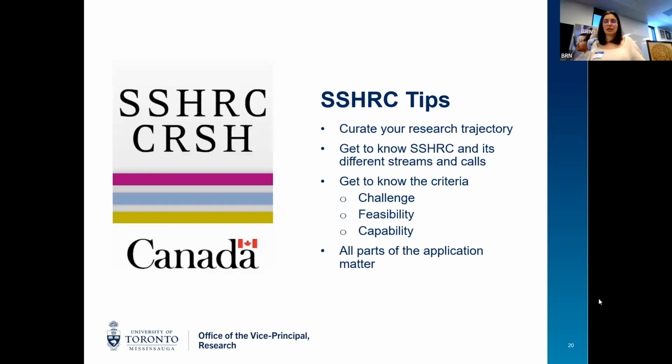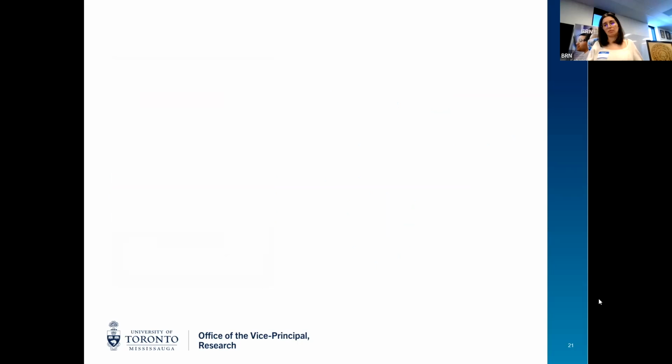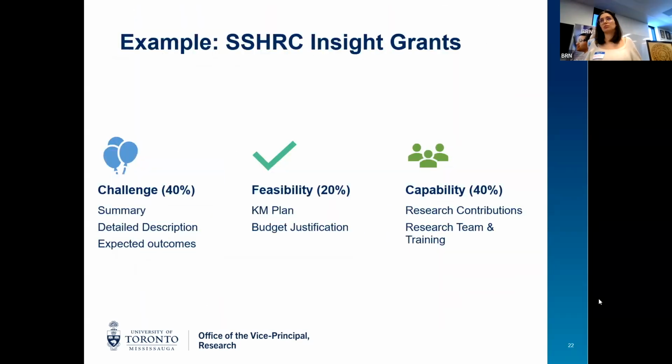And then the last thing to say about SSHRC is that all parts of the application matter. Unlike NSERC, where the budget didn't really mean much, in SSHRC it does, and it actually means quite a bit. So this is just an example for the SSHRC Insight Grant. You can see the three different criteria that all their grants use to evaluate your work.